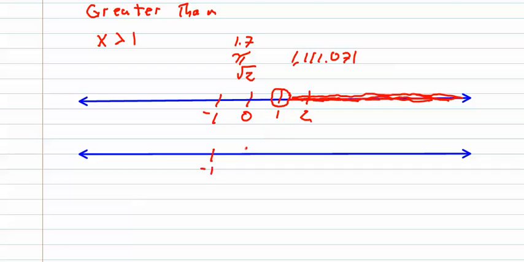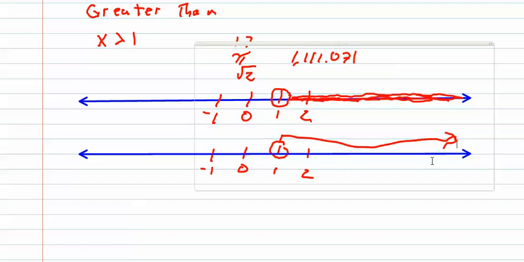-1, 0, 1, and 2. I tend to do just this. Greater than 1, I draw it like that. All right? Either way is acceptable. It just needs to be definitely shown which direction you are going. Now, this is the notation for greater than.